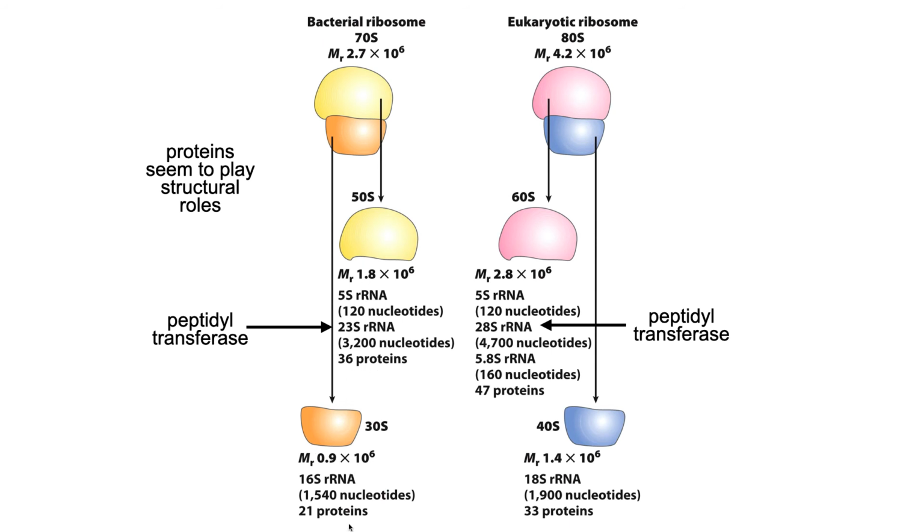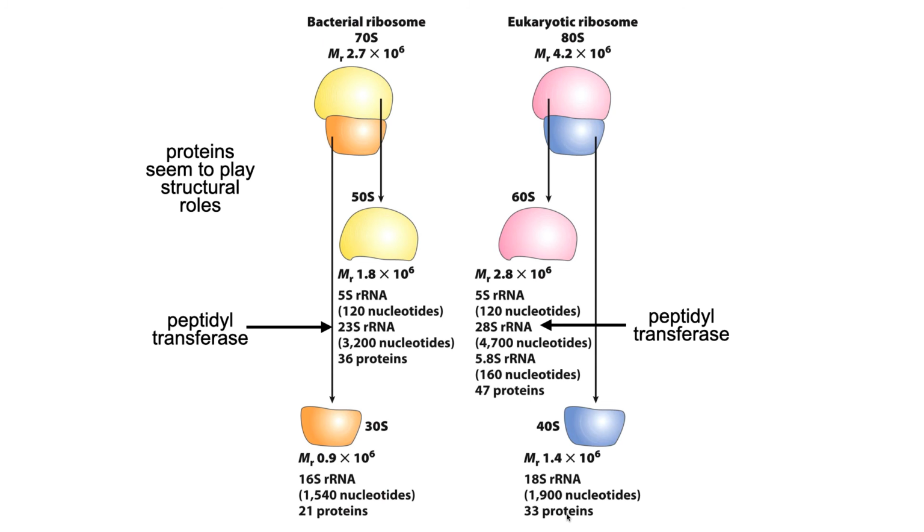Proteins and RNA. But take a look at this. This large subunit is only composed of a 5S ribosomal RNA and a 23S ribosomal RNA. So only 2 RNAs, but yet 36 proteins. Same thing here. We have 1, 2, 3 RNAs and 47 proteins in this large subunit. Small subunits, the same kind of thing going on here. 1 RNA and then 21 proteins. 1 RNA and then 33 proteins.